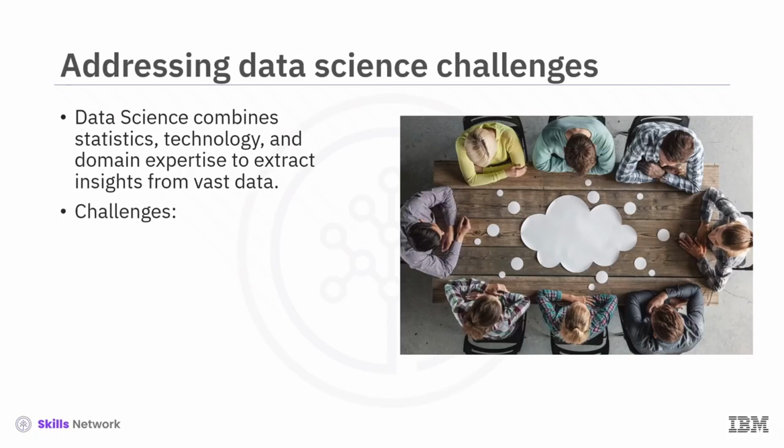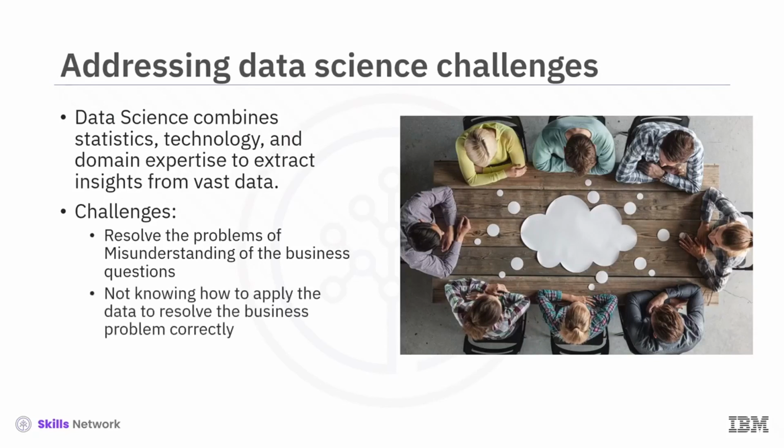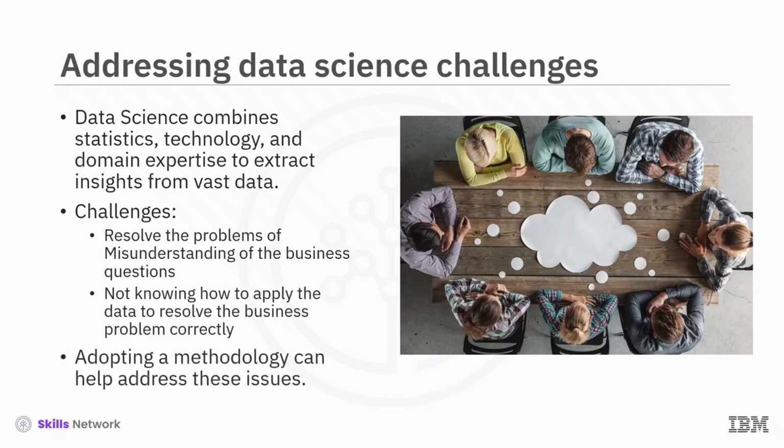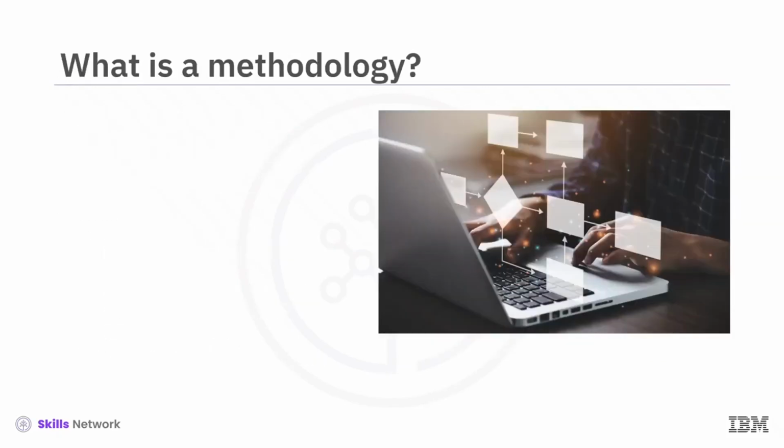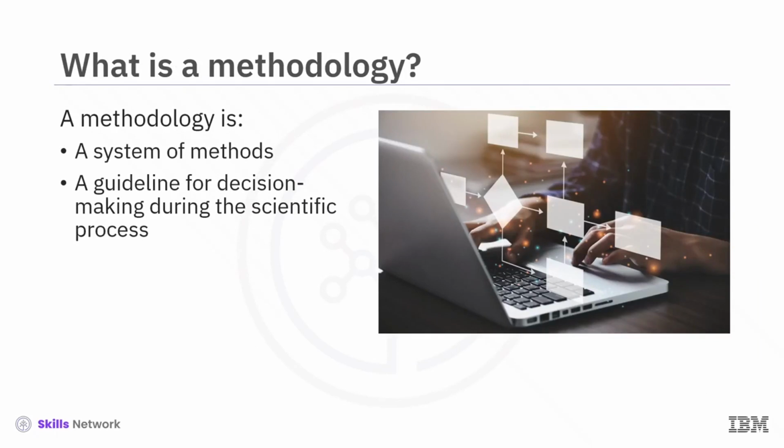However, despite the recent increase in computing power and easier access to data, we often don't understand the questions being asked or know how to apply the data correctly to address the problem at hand. Using a methodology helps resolve those issues. So, what is a methodology? A methodology is a system of methods used in a particular area of study. A methodology is a guideline for the decisions researchers must make during the scientific process.